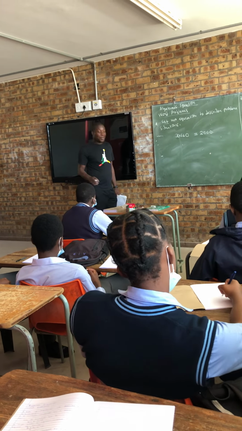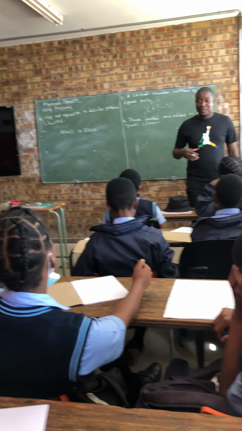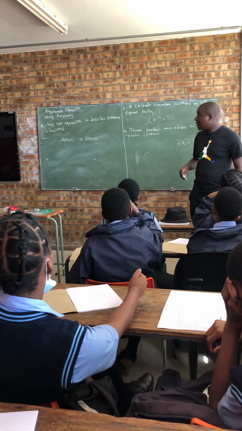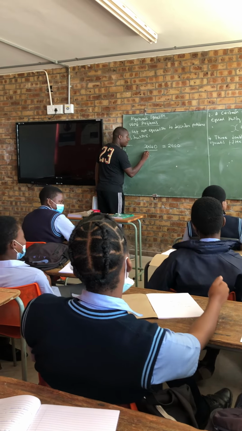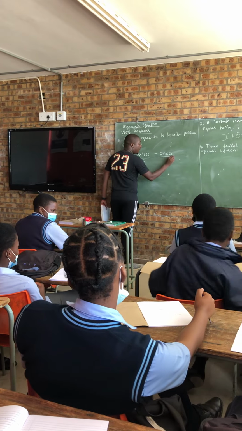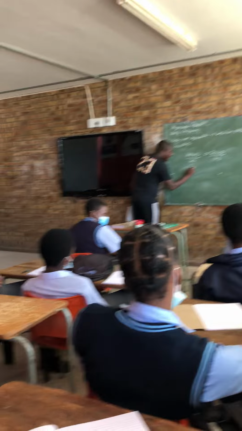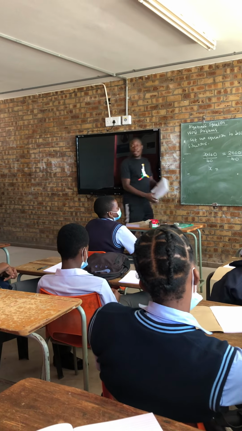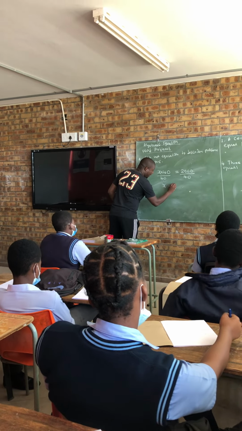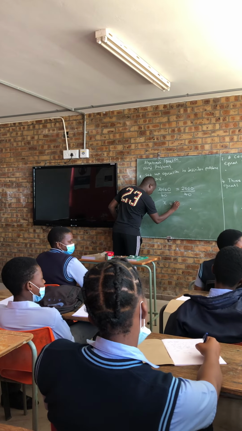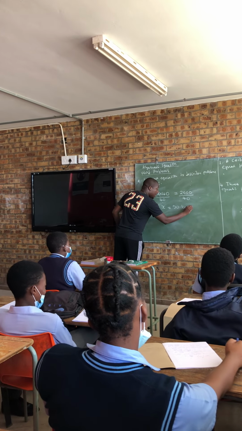But okay, then what are we going to do to find the number of bouquets? We need to divide 2,000 by 40. So x equals how much? How many bouquets did she make? 50.